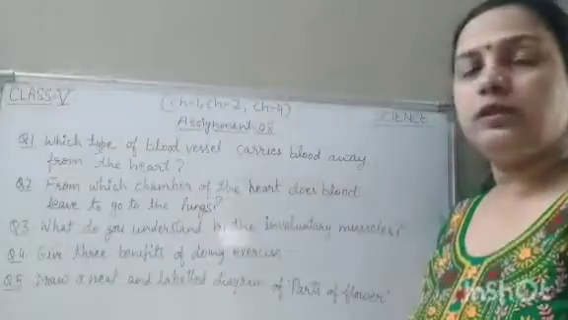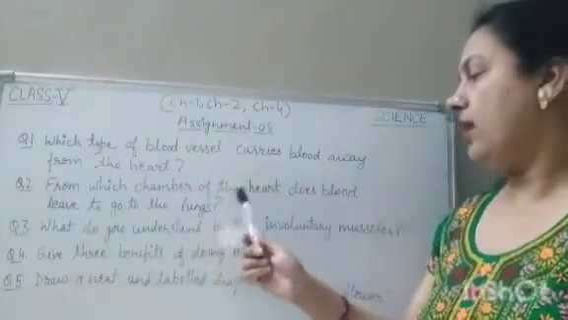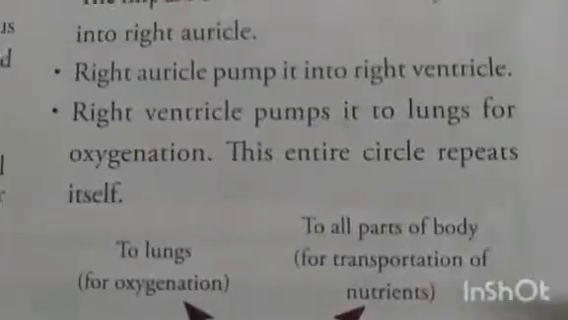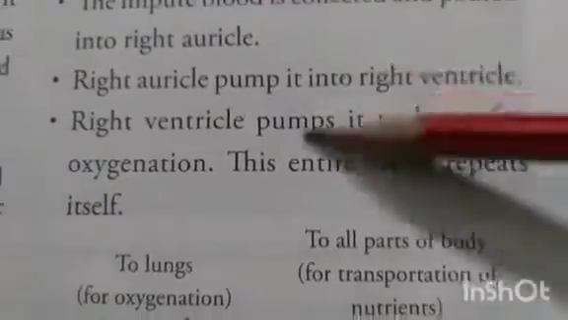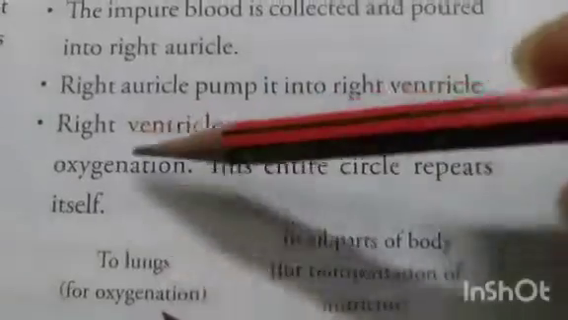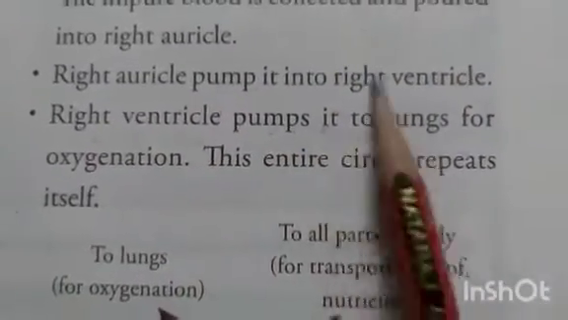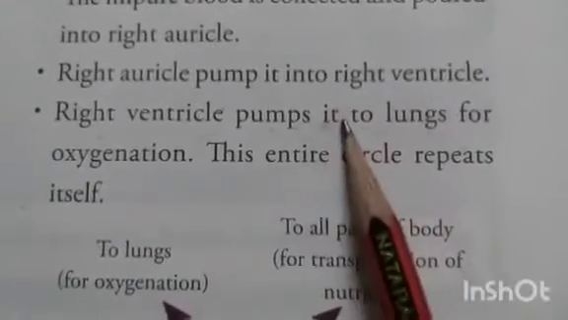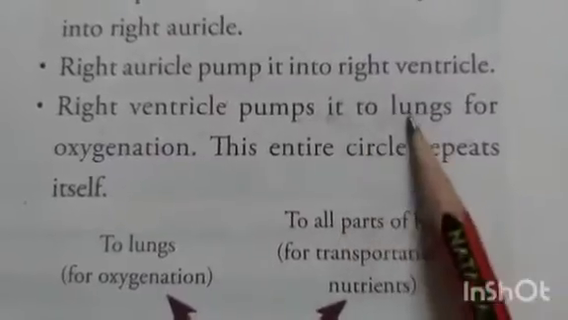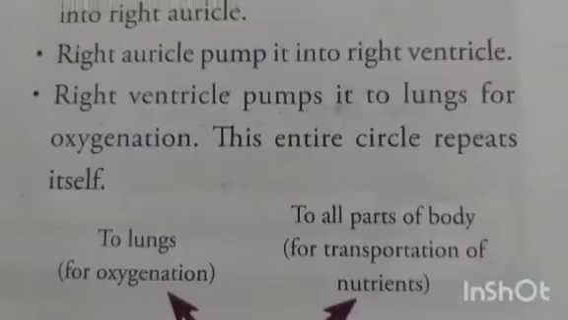Now next question of this assignment is from which chamber of the heart does blood leave to go to the lungs? So children, if you read the chapter thoroughly you will get this point on page number 9. Right ventricle pumps, here it refers to blood. Okay, so you will write right ventricle pumps blood to lungs for oxygenation. Okay, this will be the answer.